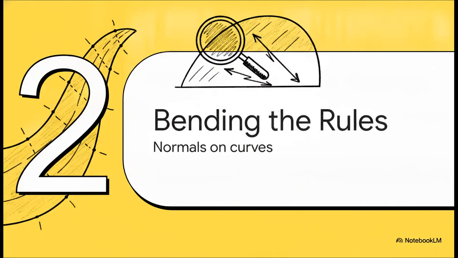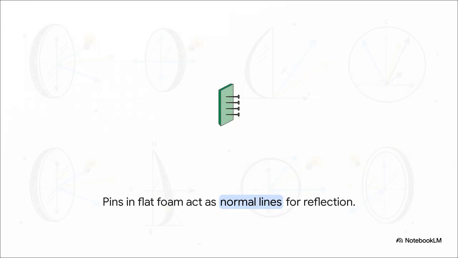Moving to Section 2, Bending the Rules. Let's talk about normals on curves. To figure out how light behaves differently when surfaces curve, let's use a brilliant hands-on analogy. Imagine taking a small, flat piece of rubber or foam, kind of like the sole of a flip-flop. Now, stick a few pins into it in a straight line. Because the foam is flat, all these pins just stick straight out, totally parallel to one another.